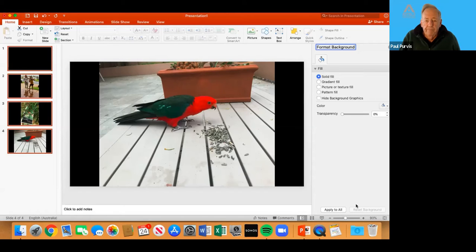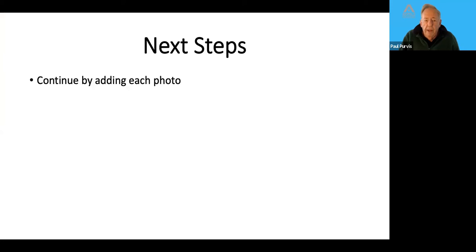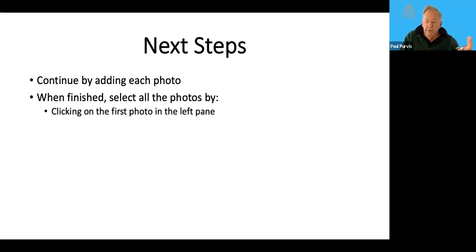because I think people get bored with it after that. So you continue by adding each photo, and when you've finished, you select all the photos by clicking on the first photo. This is just reiterating what I talked about before. Clicking on the first photo on the left pane, and hold down the Command key on your keyboard and press the letter A.